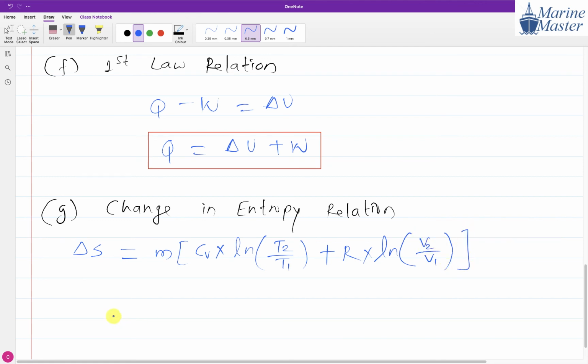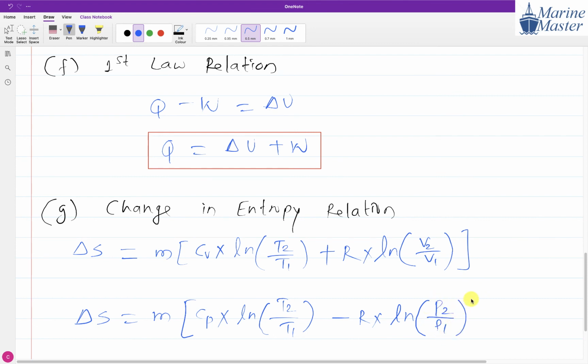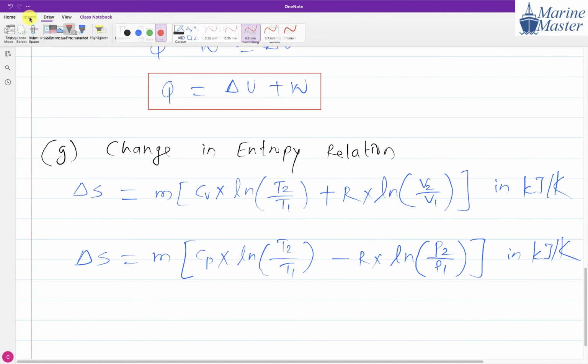Similarly for the pressure also: delta S is m C_P ln T2 by T1 minus R ln P2 by P1. Okay, I was wrong earlier. The unit will be kilojoule per Kelvin, here also kilojoule per Kelvin. Please write down this relation of change in entropy.